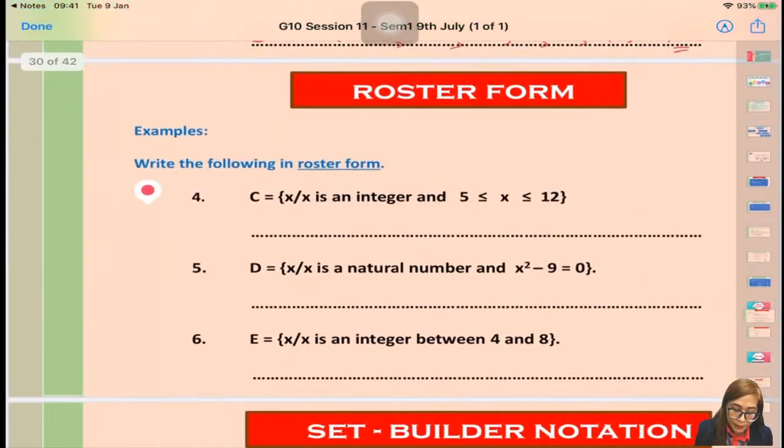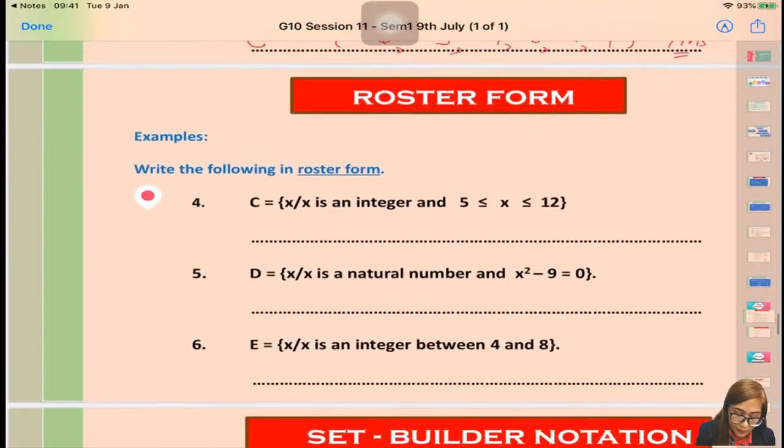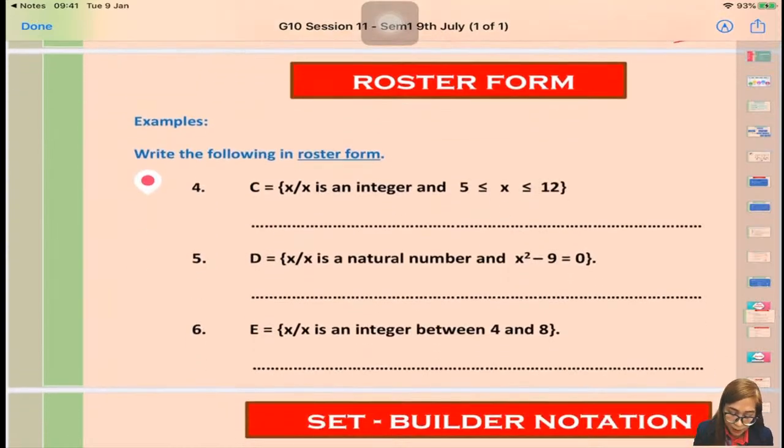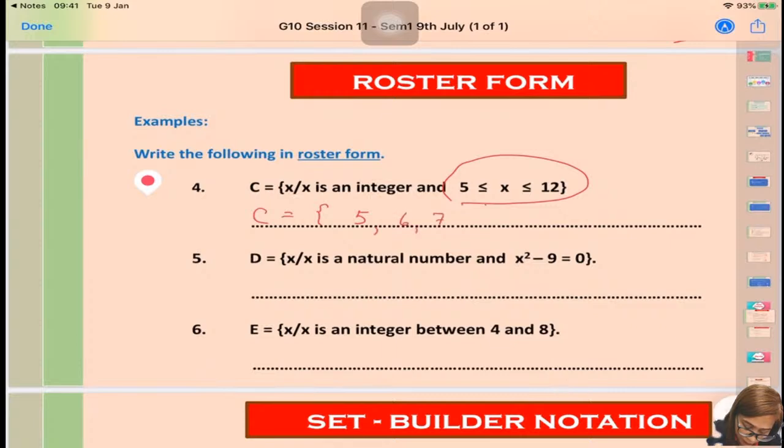this, number 4. C, it should be, okay, anyway. C is the set of all x such that x is an integer and x is less than or equal to 12 but greater than or equal to 5. So in roster form, C is the set of 5, 6, 7, 8, 9, 10, 11, and 12. Okay. Number 5. D is the set of all x such that x is a natural number and x squared minus 9 is equal to 0.